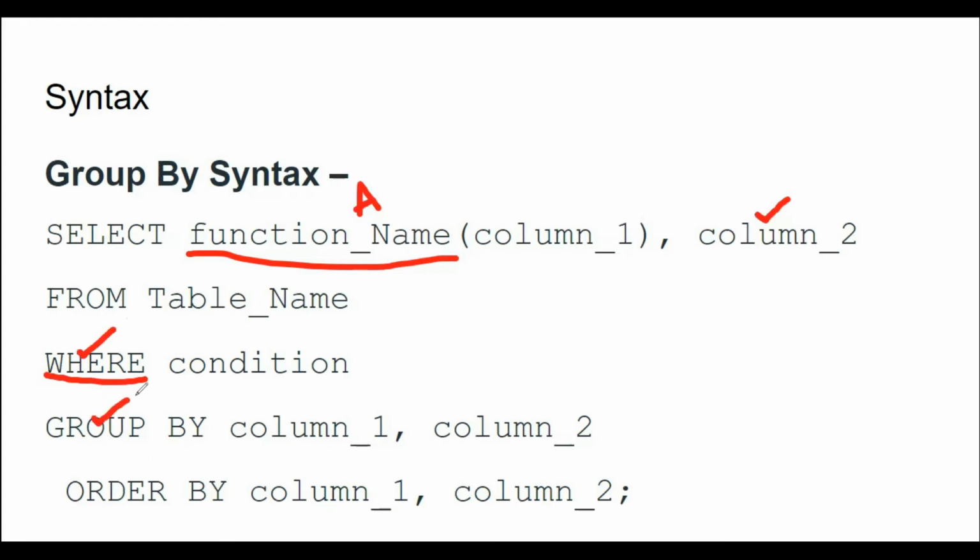And then you can give the group by. For group by, you have to specify the column name. In the previous session itself, I told we are going to group the rows based on the columns. So I have to give the column which I'm going to take into consideration for grouping. It can be one or more than one. And I can even club the group by and order by in the same query.